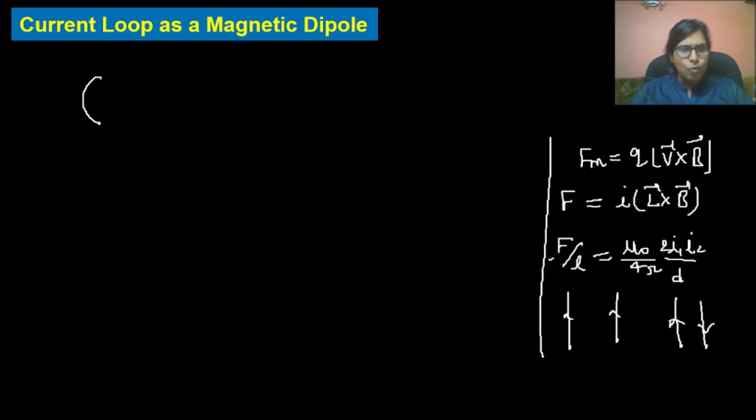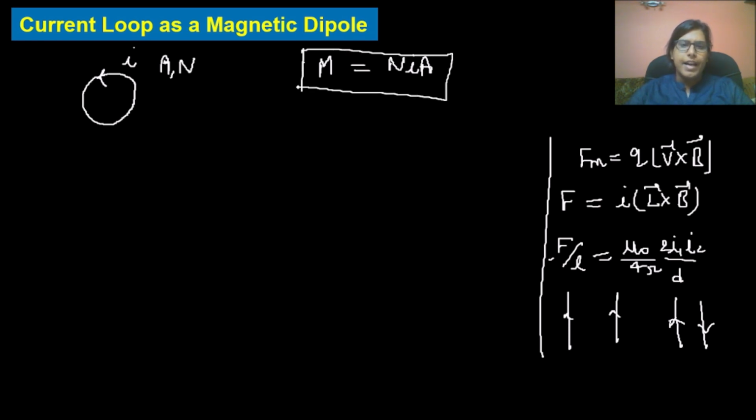So suppose there is a loop in which current I is flowing. If the area of this loop is A and the number of turns is N, then the magnetic dipole moment, which is represented by M, will be N into I into A. Remember this formula. And M is a vector quantity, an axial vector. So the direction of M will be along the axis of this loop. So it can be outside of the paper or inside of the paper.